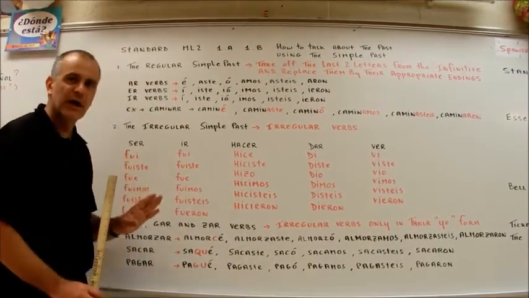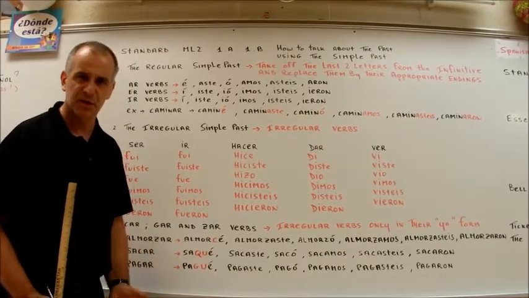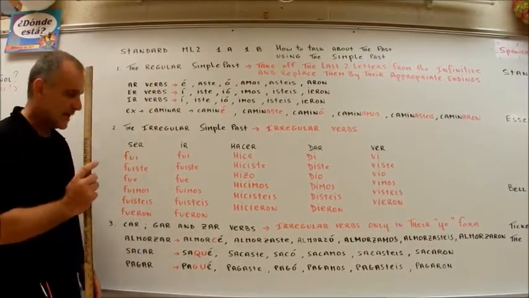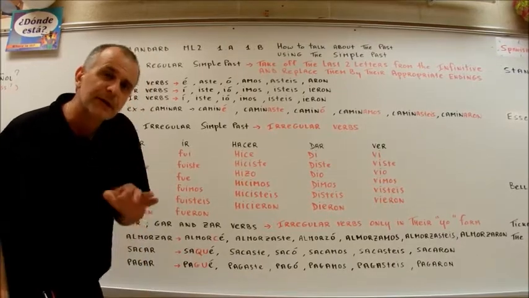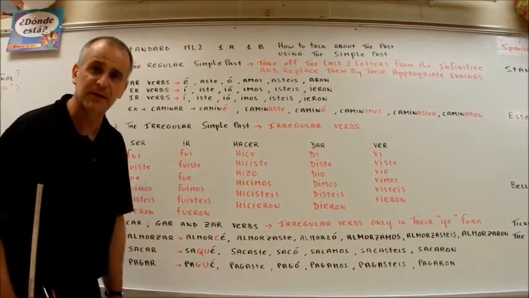Now here, what I have presented to you today is a general overview of the simple past in Spanish. The regular verbs, the irregular verbs, and the car, gar, and zar verbs, which also are irregular, but they're a little bit more technical. Okay? I hope that can help you out in any way.